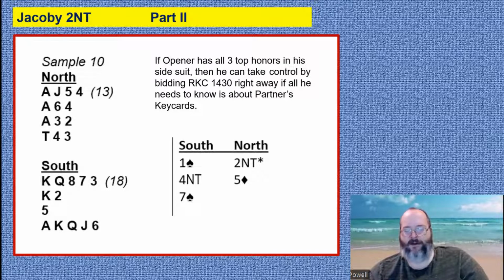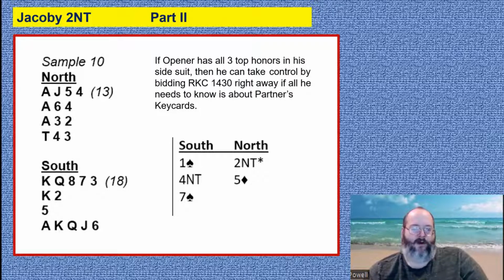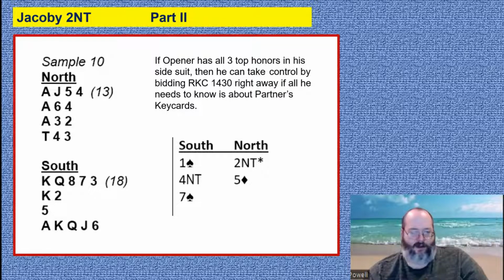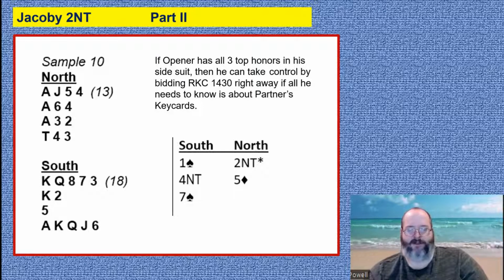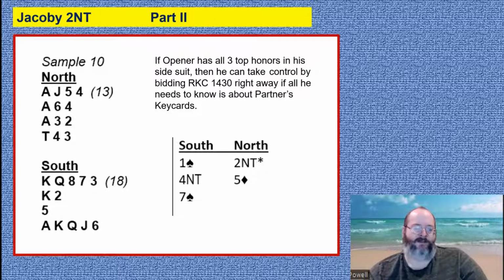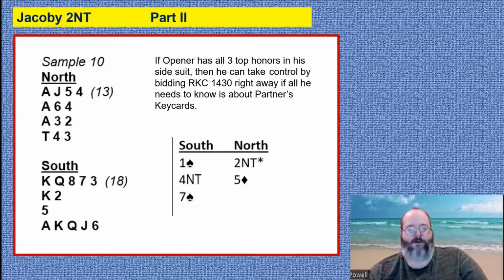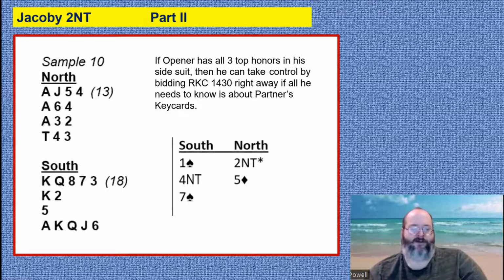So 1 spade, 2 no trump. South, you need to cover the singleton diamond. You need the ace of diamonds. You need the ace of hearts to cover the hearts. And you need the ace of spades to cover the spades. You know you have 9 of them, but you need the ace of spades. So all South really wants to know is how many key cards North has, right?